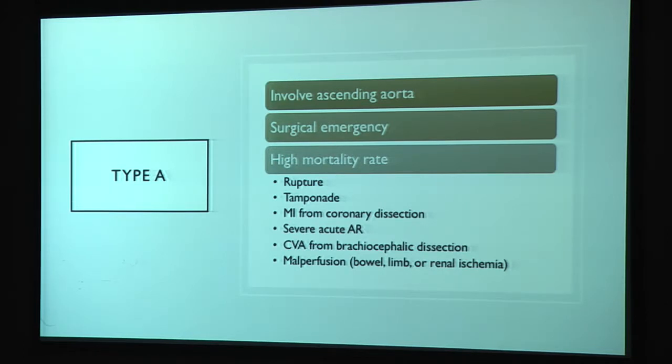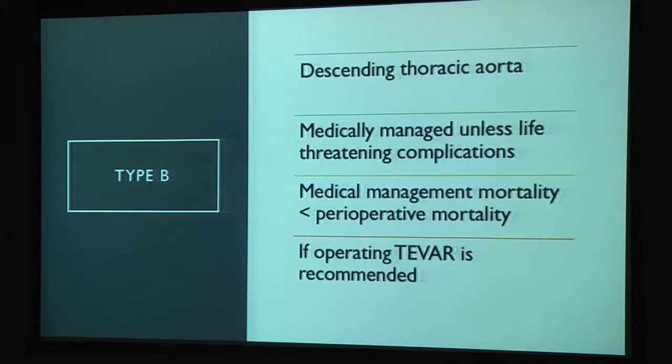Why is there a high mortality rate? Well, there's a high risk of rupture. Tamponade can occur. Myocardial infarction, because sometimes this does involve the coronary arteries. Severe acute aortic regurgitation, as we saw from some of the previous talks here today talking about aortic dissection. Stroke from brachiocephalic dissection, as well as malperfusion of the bowel, limb, or renal ischemia.